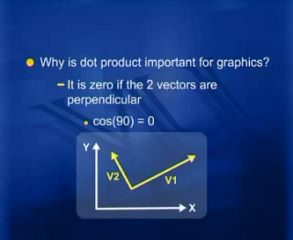Now why is this dot product important? That is important because it is 0 if and only if the two vectors are perpendicular to each other. Only when theta is equal to 90 are we going to have a 0 value. So whenever we get a dot product of two vectors equal to 0, we know that they are perpendicular to each other, otherwise they would be generating some non-zero value.